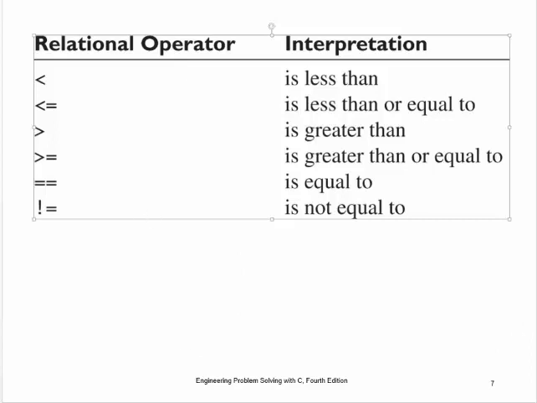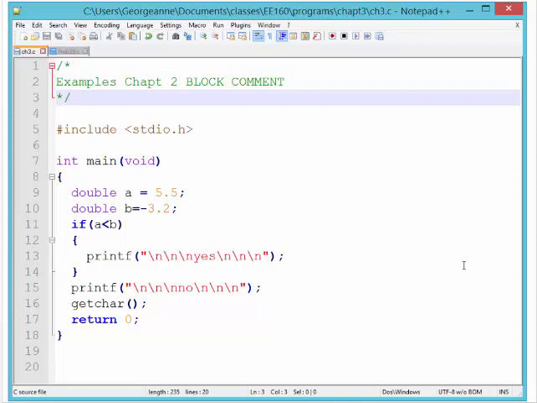So I have a little bit of a piece of test code to show you an example of doing this. Bring it up here. Here's my little example that I wrote. So I define two numbers, a and b. A is 5.5, b is negative 3.2, and I'm going to test. I say if a is less than b, then I'm going to print yes.